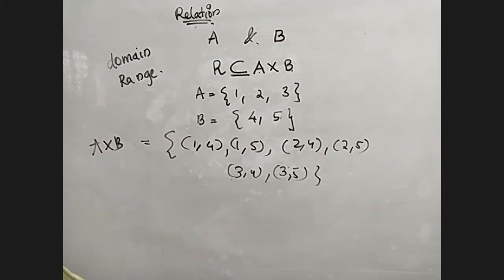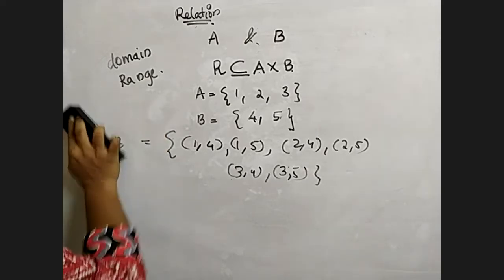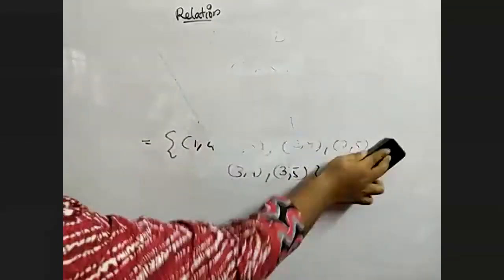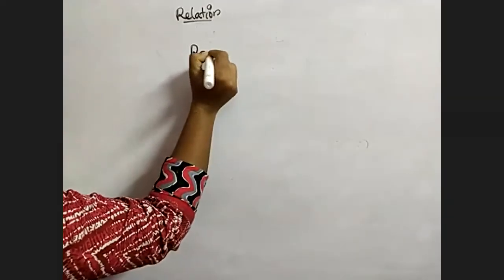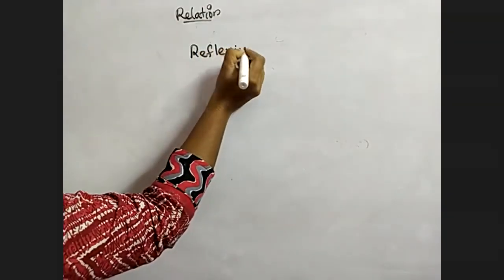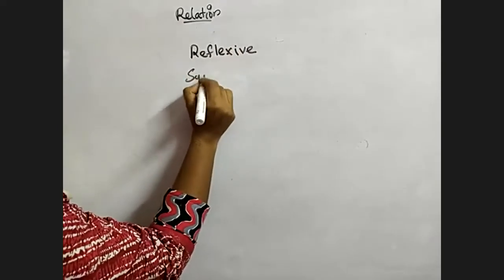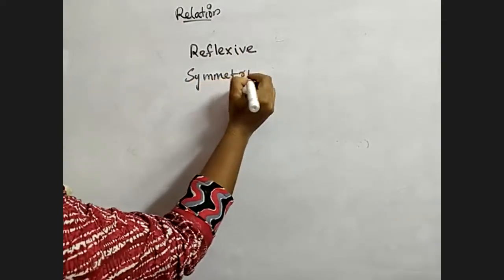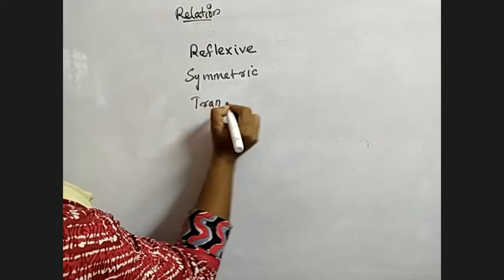Okay. Now we have various types of relation. You need to note that down also, it is important. What are the different types of relation? First is reflexive relation. We have reflexive, symmetric, and transitive. Three types of relation.